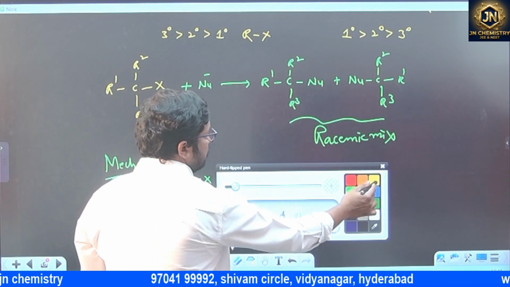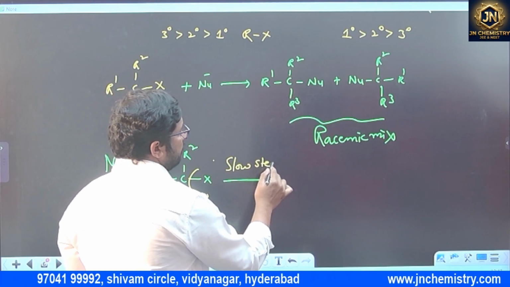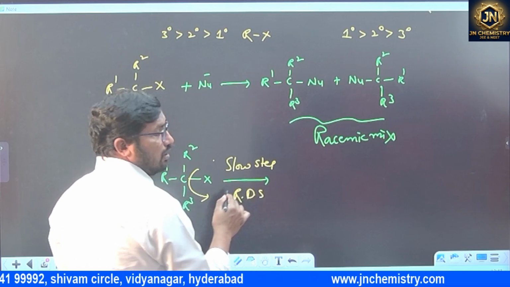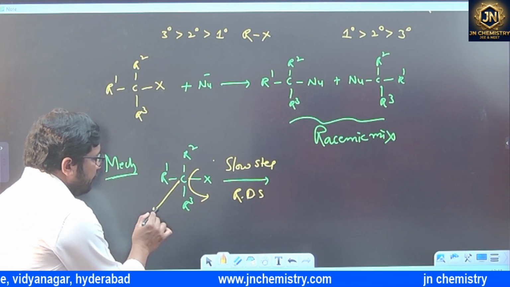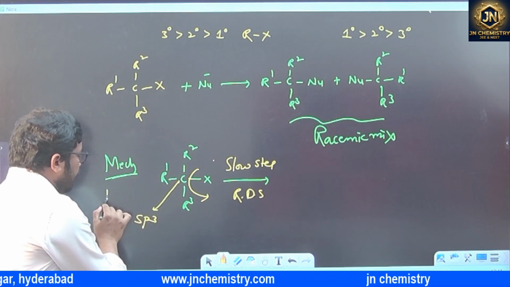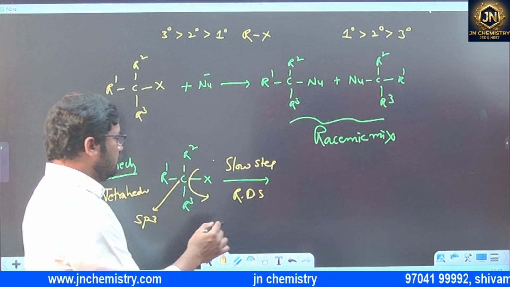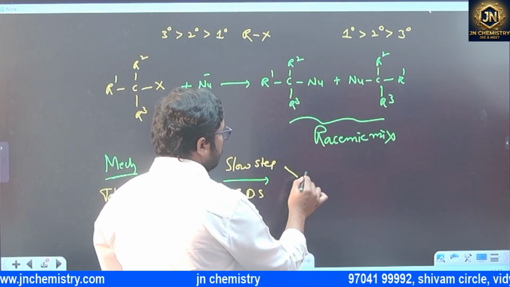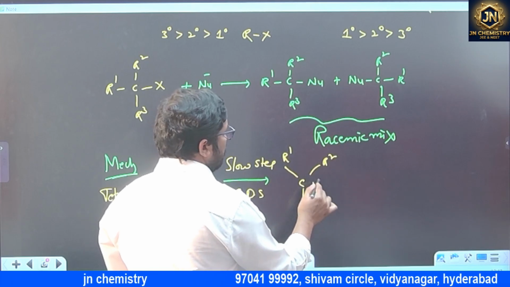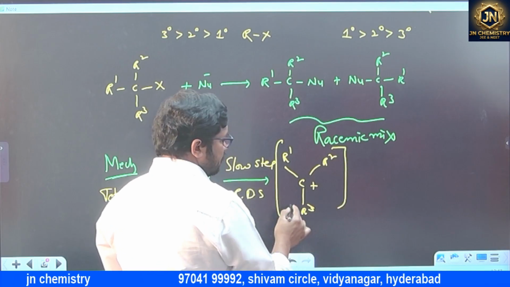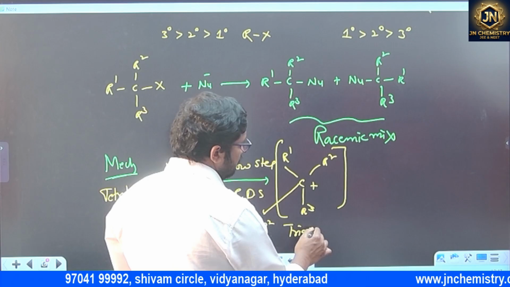In the first step, what exactly happens? The X minus goes out. This is the slow step, the RDS, rate determining step. The substrate is sp3 hybridized, tetrahedral in shape. When the X goes out, we get the intermediate. The carbocation is the intermediate. This is sp2 hybridized, trigonal planar shape.